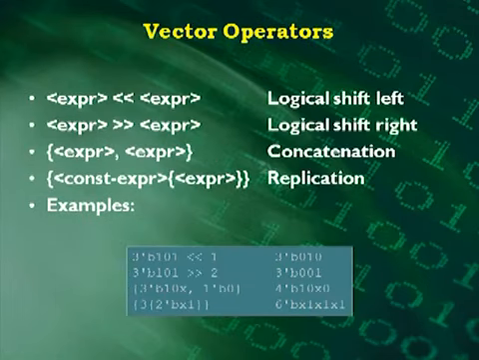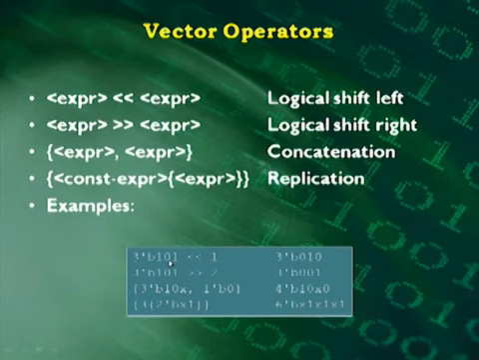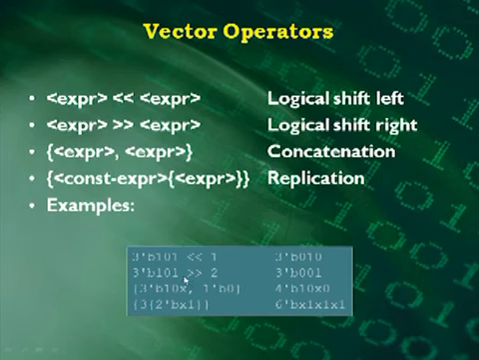There are also vector operators. And again, in vector operators, you have 2 expressions here. For the logical shift left, here's a good example. We have 1, 0, 1, 0, and we shift that left 1 bit. We're going to lose this most significant bit, and it's going to shift in a 0 on the least significant bit. So that's why we get 0, 1, 0. Similarly, if we shift right two bits for this 1, 0, 1, we're going to wind up losing these lower 2 bits, and it's going to shift a 0 in on the most significant bit.